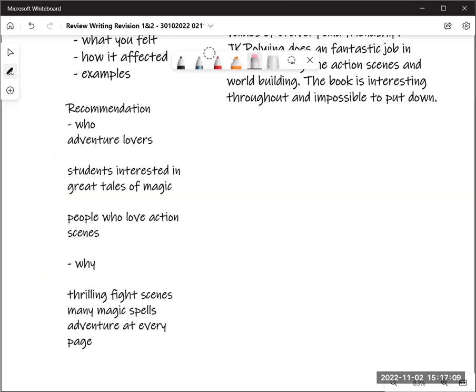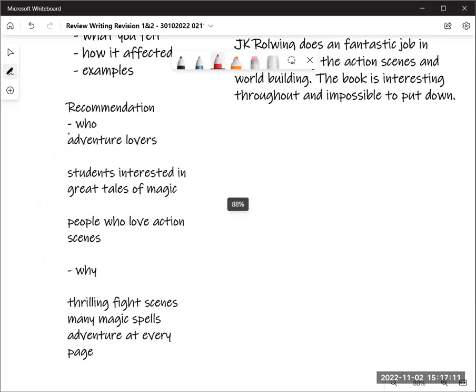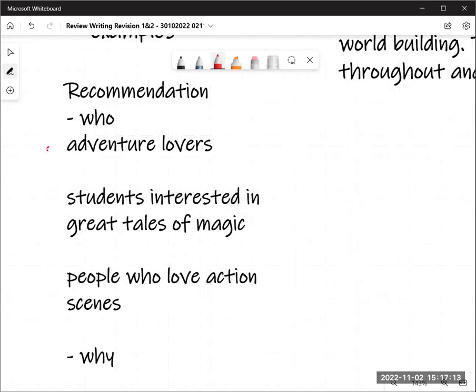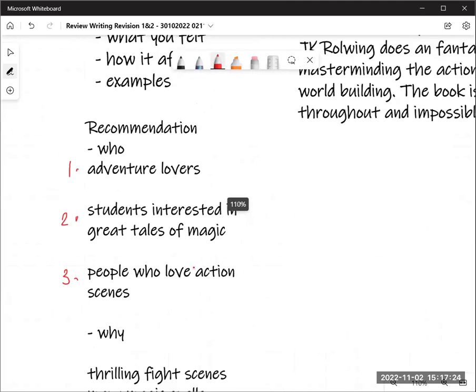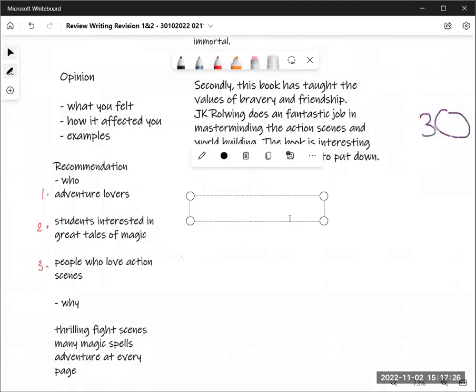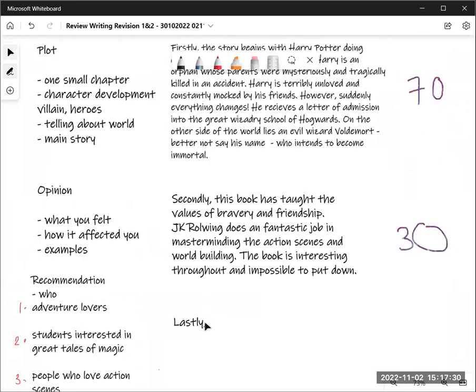Let's write it. Now quickly, I need one of you. Let's say Najla, choose any of these. The first one, second one, or third one. Students interested in great tales of magic. Magic. So let's write that down. Lastly, we always start with a linking word. Look, firstly, secondly, lastly.